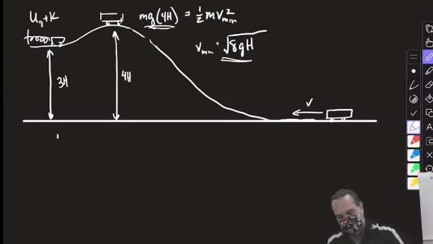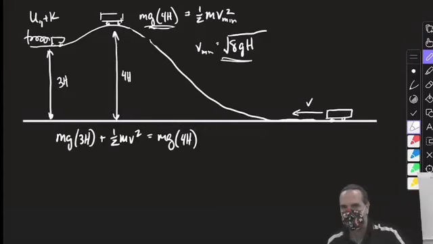Good for you. So this will be mg times 3h plus the kinetic energy, equal to mg times 4h. Do a little subtraction, solve for v. That's how fast you're going to hit the spring. So pretty sure we're going to have v equals the square root of gh.